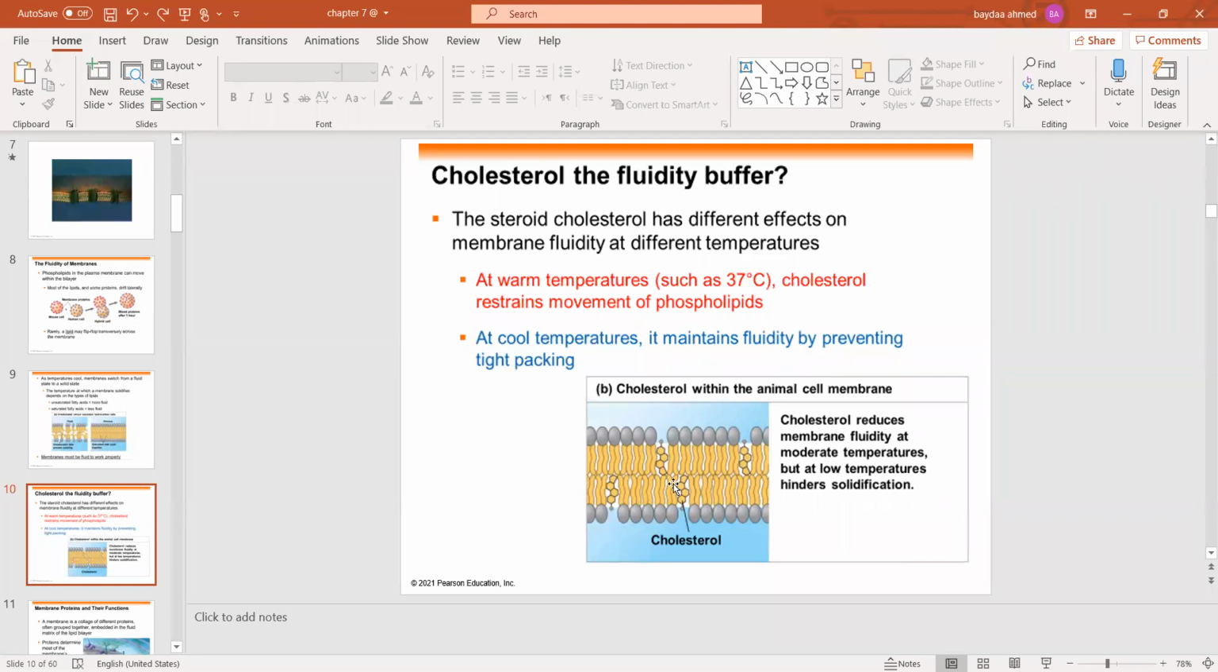The steroid cholesterol, which is wedged between phospholipid molecules in the plasma membrane of animal cells, has a different effect on membrane fluidity at different temperatures. At 37 Celsius, the body temperature of a human, cholesterol makes the membrane less fluid by restraining phospholipid movement. However, because cholesterol also hinders the close packing of phospholipids, it lowers the temperature required for the membrane to solidify. Thus, cholesterol can be thought of as a fluidity buffer for the membrane, resisting changes in membrane fluidity that can be caused by changes in temperature.